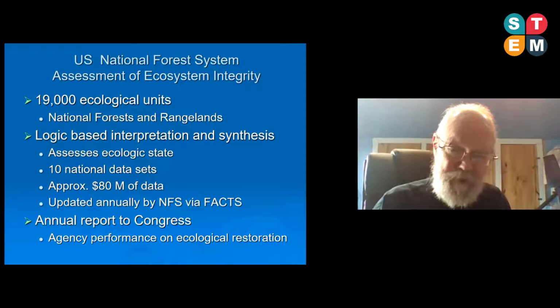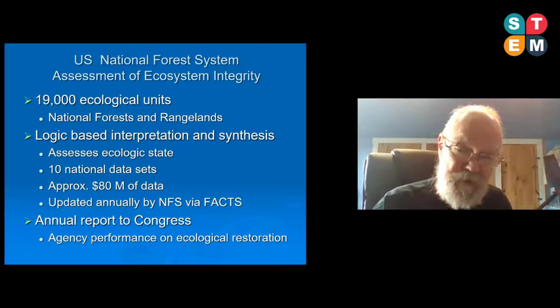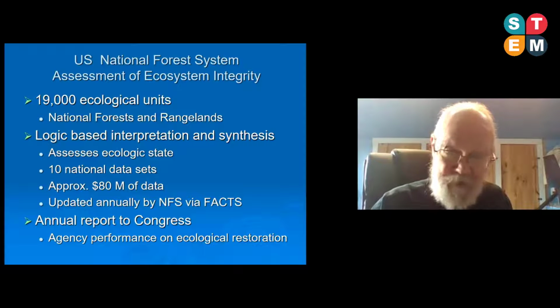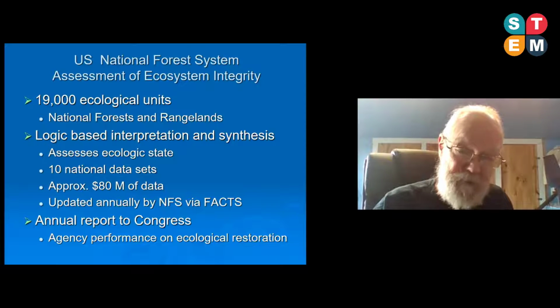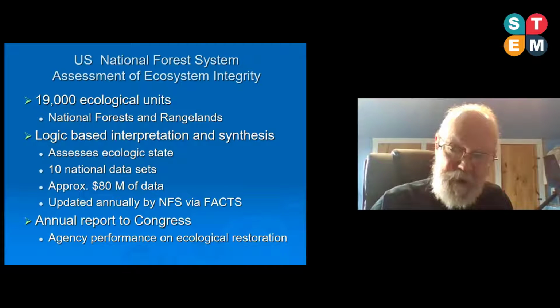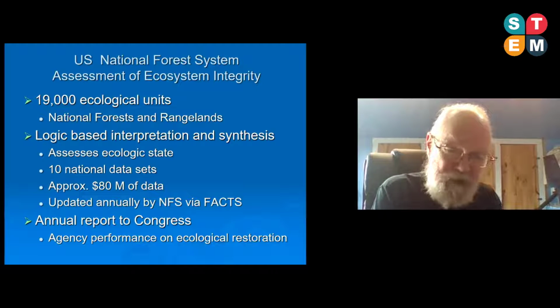To give you an idea of the scope here, as I mentioned, it's strictly a logic-based interpretation and synthesis of information. So it's addressing the question, what is the integrity of these systems? So it's assessing ecological state. It draws upon 10 very large, very well-vetted, highly developed national databases for this analysis. And that represents a huge amount of data. It's approximately $80 million worth of data. These data sets are updated anywhere from 1 to 3 years.